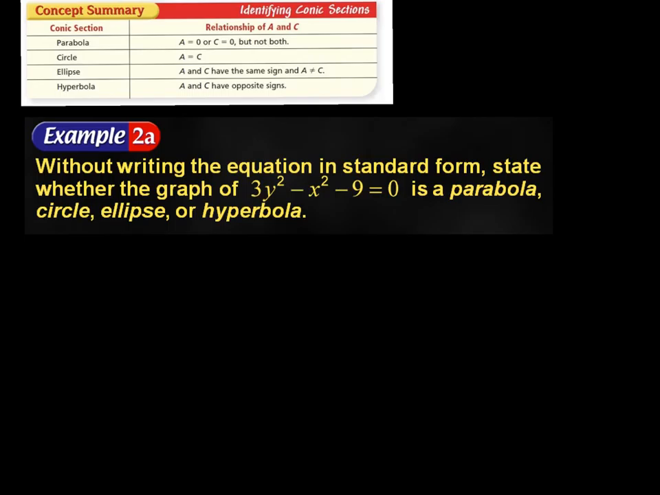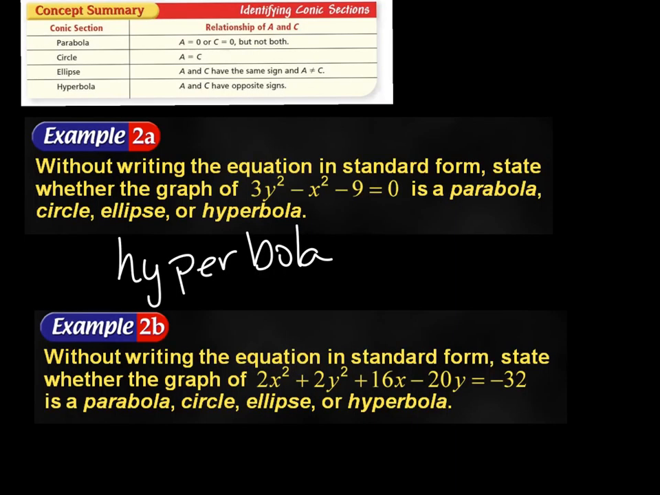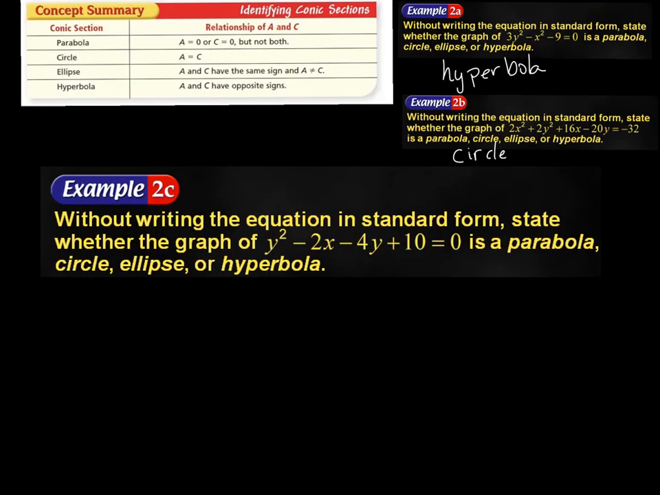So for 2a, a and c have opposite signs, so that is going to be a hyperbola. On this one, a and c are equal, so we know our graph will be a circle. Oh, only y is squared, so this is going to be a parabola.